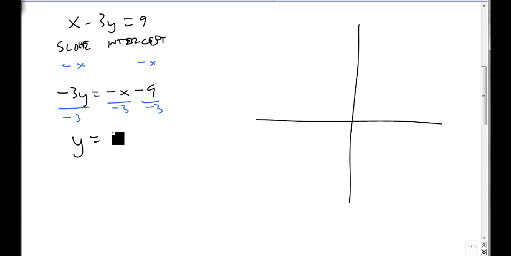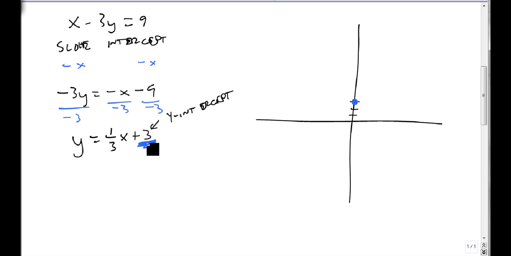Then we divide everything by negative 3, so that y is by itself. Negative divided by negative is positive. X divided by 3 is, I'm going to write it as 1/3 x so that I can see my slope easily. Negative 9 divided by negative 3 becomes positive 3. So remember, this value is my y-intercept. So I already have a point. I can go up 1, 2, 3, and there's my intercept at positive 3. So it matches this point right here.